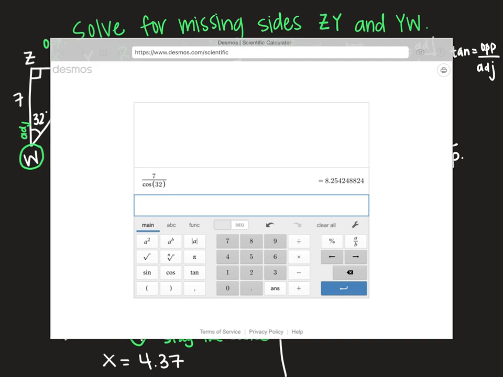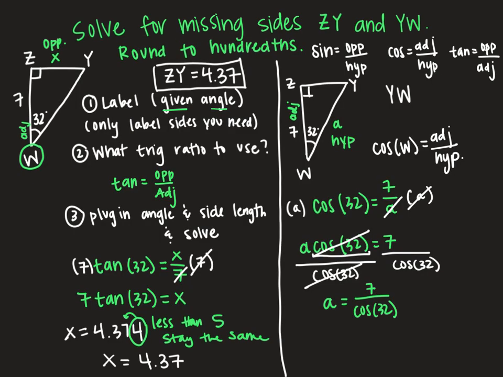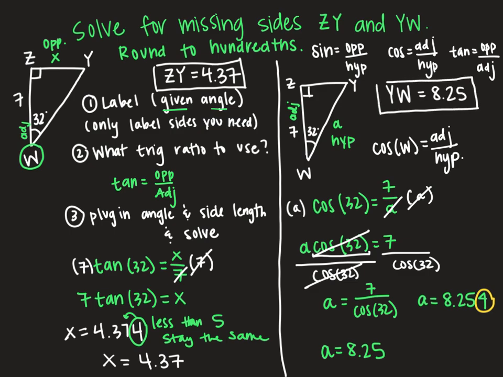So that's going to be my a. So a equals 8.254. Remember, we need to round. This 4 is less than 5, so the number in front stays the same. So a equals 8.25. That means that YW is also 8.25. And this is how you find missing sides using trig ratios.